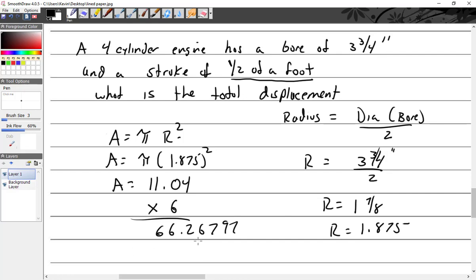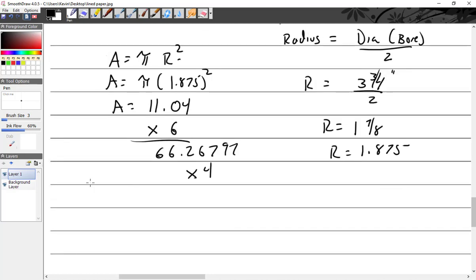Am I done? Nope. Have to multiply it by 4. Why 4 now? Because you have a 4-cylinder engine. Because there's 4 cylinders. All right, so times 4 equals 265.07 inches cubed, right? Cubic inches. That is the same. Yes.